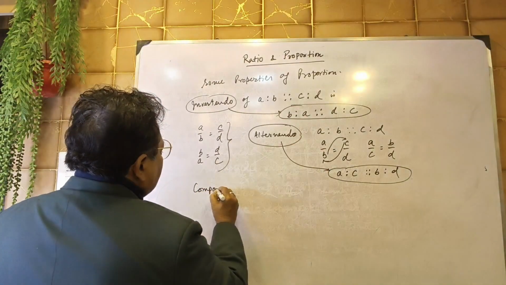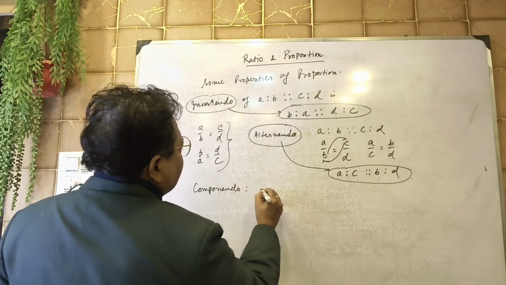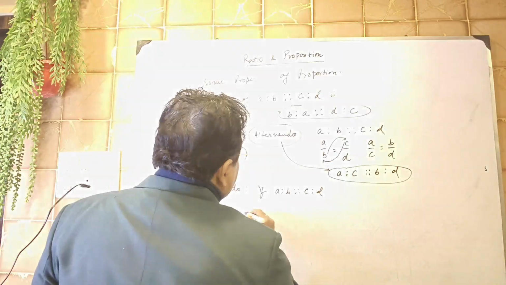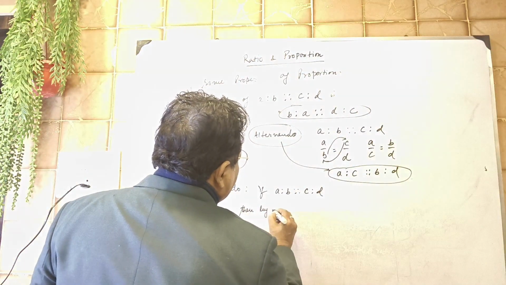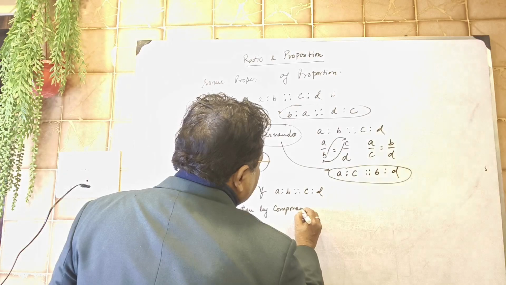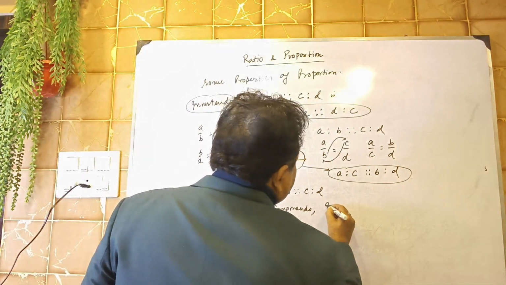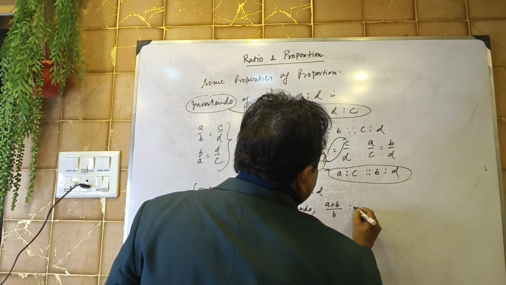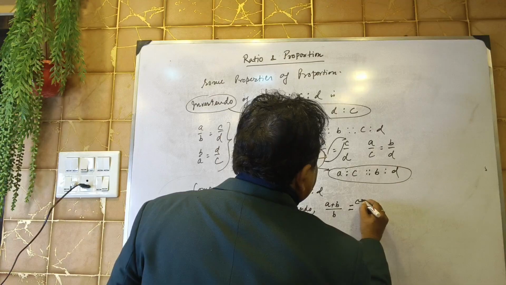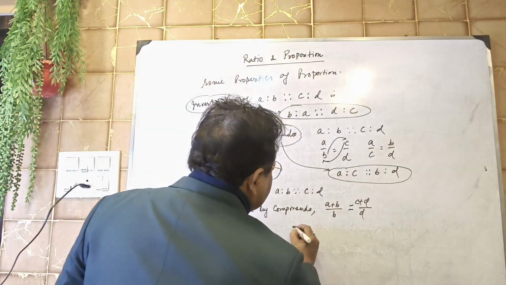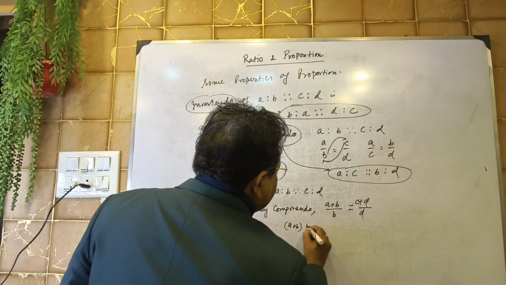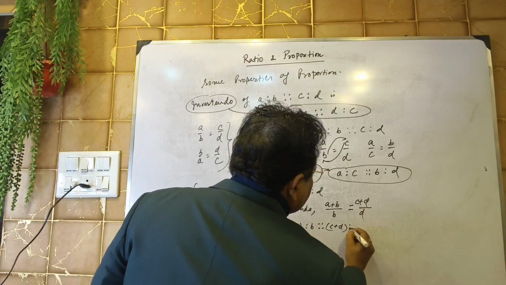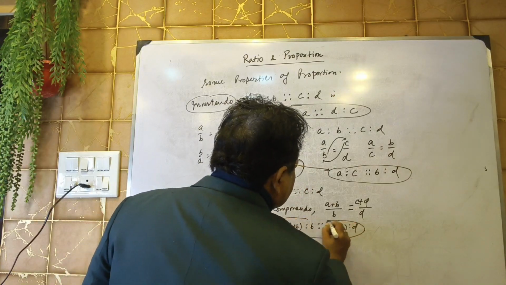Componendo. What is componendo? If A is to B is to C is to D, then by the rule of componendo we can write A plus B by B is equal to C plus D by D. That is, A plus B is to B is to C plus D is to D. This is the componendo.